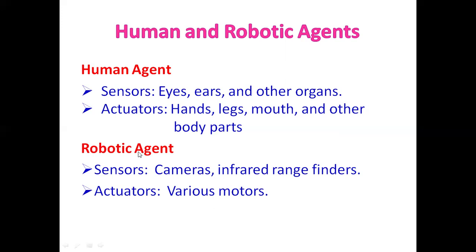So the next agent we'll see is a robotic agent. It operates through sensors and actuators that allow it to perceive and interact with its environment. The sensors of a robotic agent, such as cameras and infrared range finders, are designed to gather information about the surroundings. Cameras, what will they do? They capture visual data similar to human eyes, enabling the robot to recognize objects, navigate spaces, and interpret visual cues.